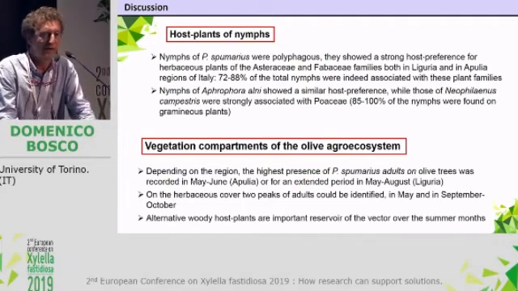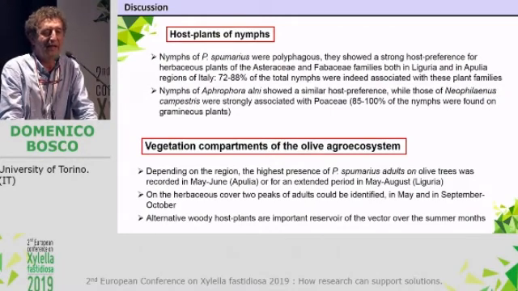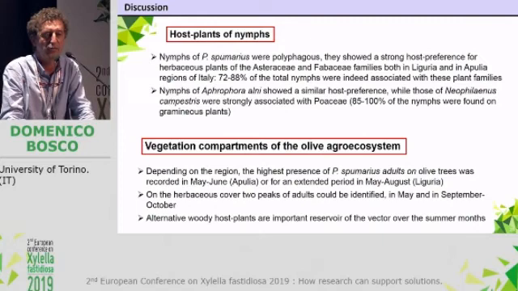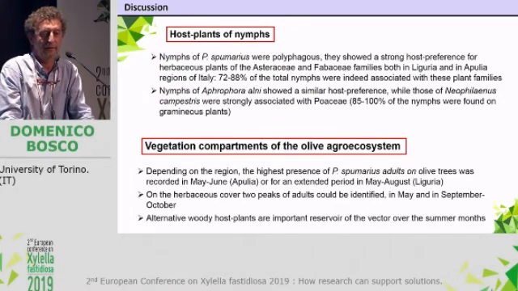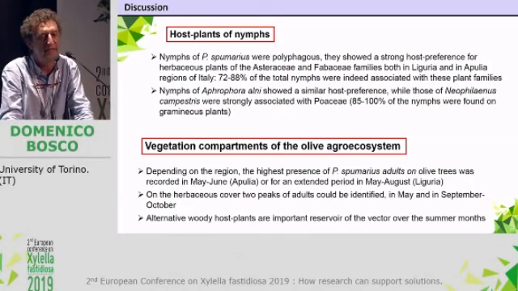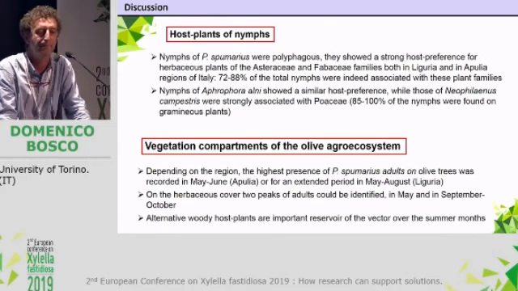And then we confirmed the high polyphagy of Philaenus spumarius, and we noticed that Aphrophora alni has a host range similar to that of Philaenus spumarius, while Neophilaenus is strictly associated with Poaceae. And then we observed this extended period of presence of adults of Philaenus in olive canopy in Liguria compared to Apulia.